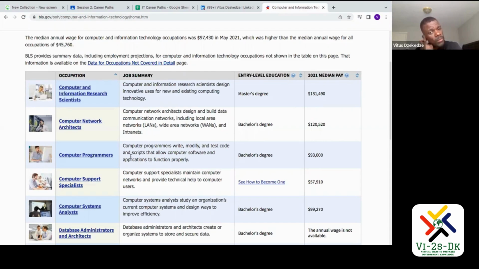Now, the next set of occupations is computer programmers. These are the people that actually write code, they modify the code or they test the code to be able to allow computer software and applications. Applications, again, is known for short as apps.